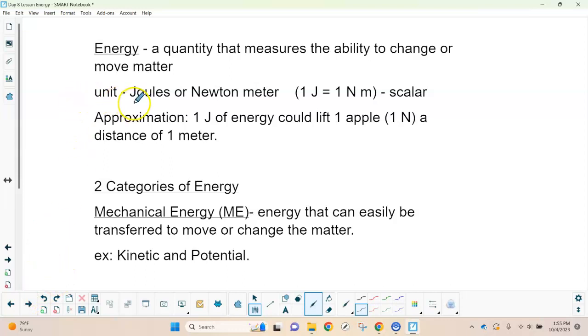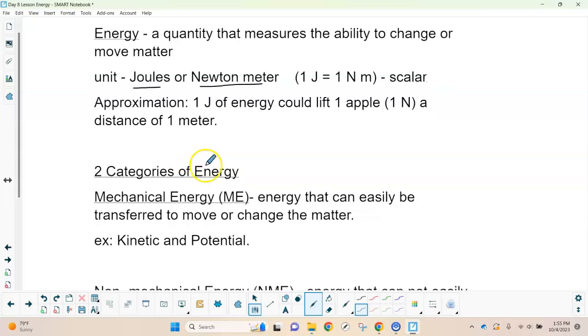The unit for energy is a joule, which is equivalent to a Newton meter. If you watch the video on work, Newton meter makes sense. It is approximately 1 joule of energy that would be enough to lift one medium-sized apple a distance of 1 meter. So if you put it on your table and lifted it to a height of 1 meter above your table, that would be 1 joule of work that you have used to do that.